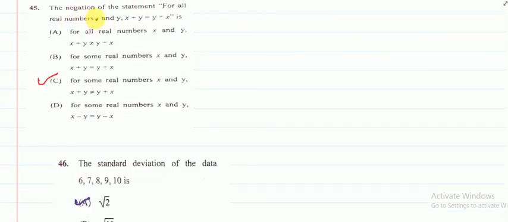So, the negation of the statement: for all real numbers x and y, x plus y is equal to y plus x. For quantifiers, the negation of for all contains there exists or for some, and the negation of for some becomes for all. Here, the negation of for all will be there exists or for some. So, for some real numbers x and y, the negation of x plus y is equal to y plus x is x plus y not equal to y plus x. Therefore, ultimately it is option C.